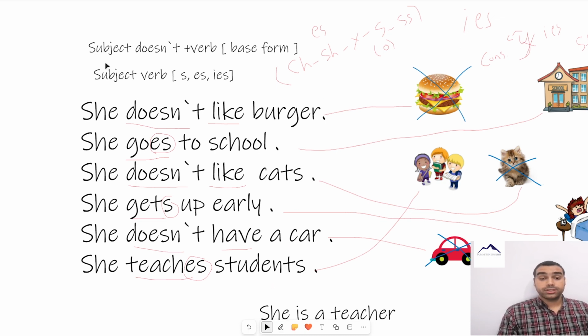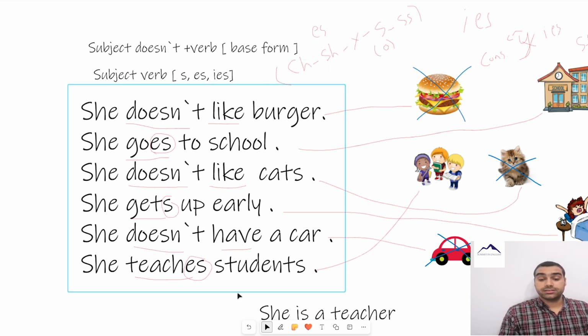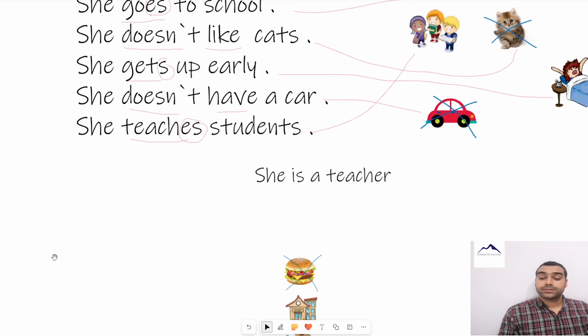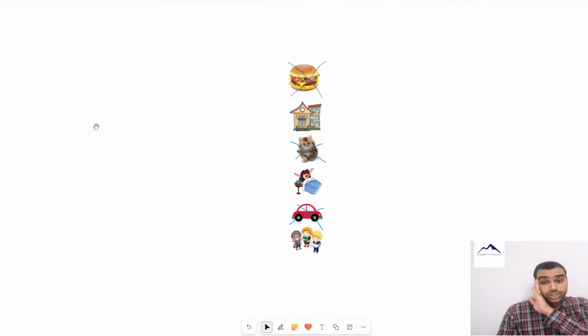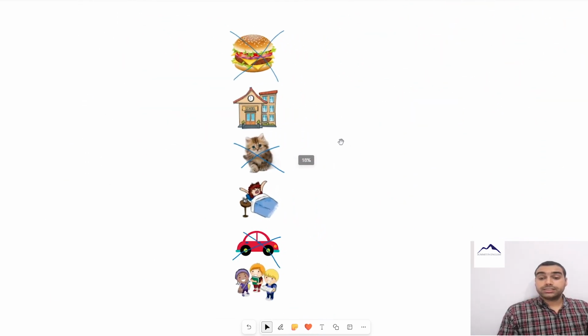Very good. So, to form a negative sentence, we use doesn't plus the verb base form without any additions. To form the affirmative sentences, we have to use the verb by adding s, es, or ies. Very good. So let's have an exercise now. Here are the pictures. I just want you to form the sentences here.